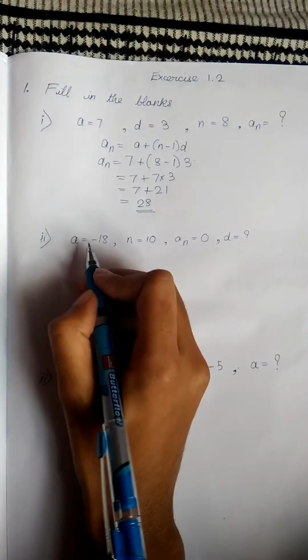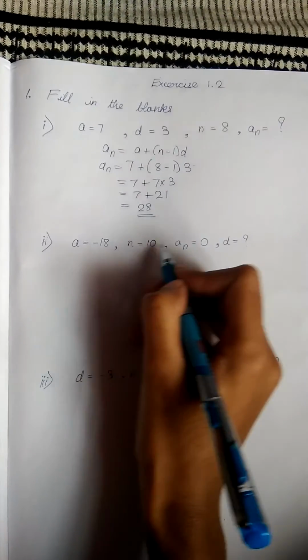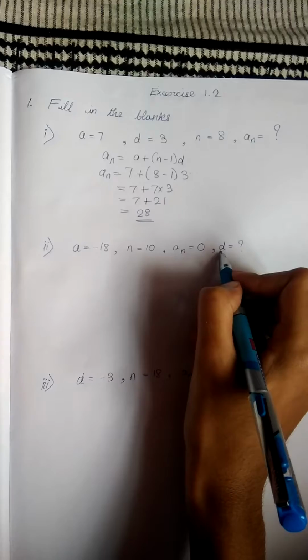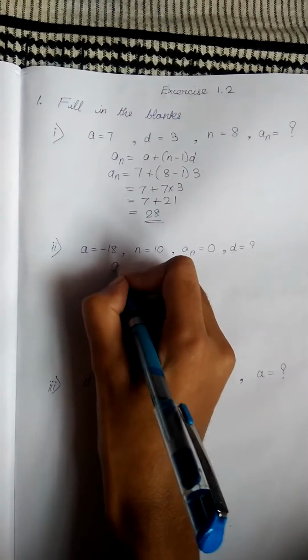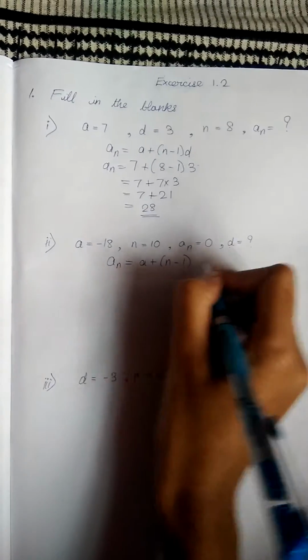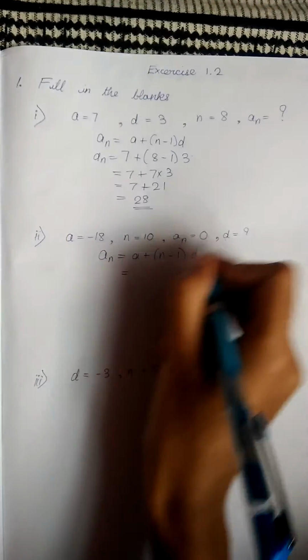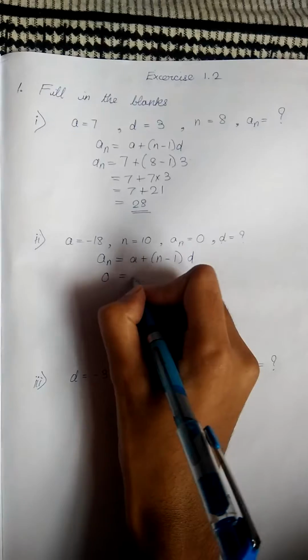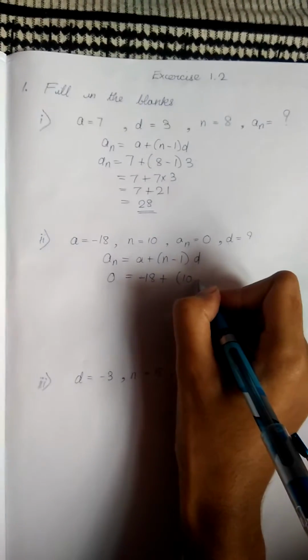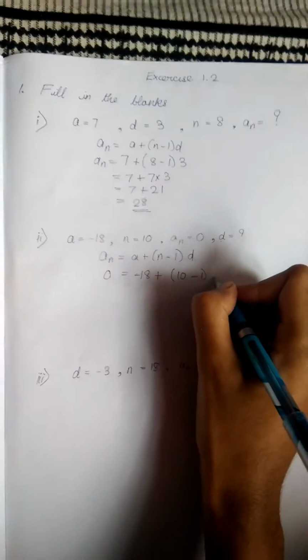In the second question, the first term is given, the number of terms is given, and the last term is given. Now we have to find the common difference. Let's use the same formula. An equals a plus (n minus 1) into d. An is given as 0, a is given as minus 18, n is given as 10 minus 1 into d.